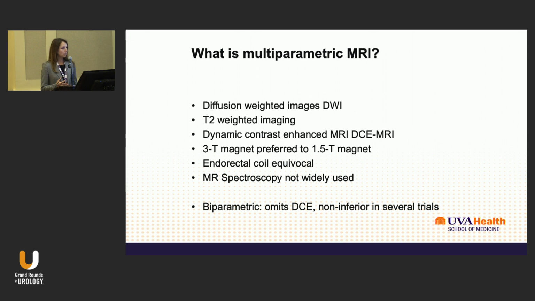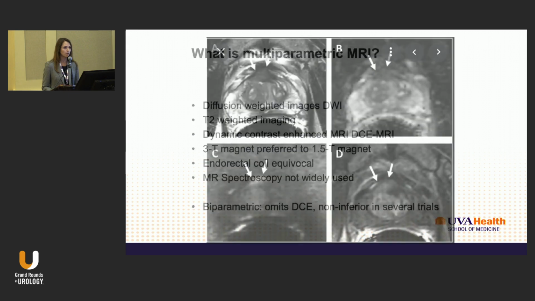Now, what is biparametric? This is actually becoming a debate in radiology. If you omit the dynamic contrast enhanced phase, that's biparametric MRI, and it is non-inferior in several trials. So I'm speaking about multiparametric, but I throw that in there because we do have patients who can't get contrast due to allergy or renal function, and so this is an option for some patients as well.